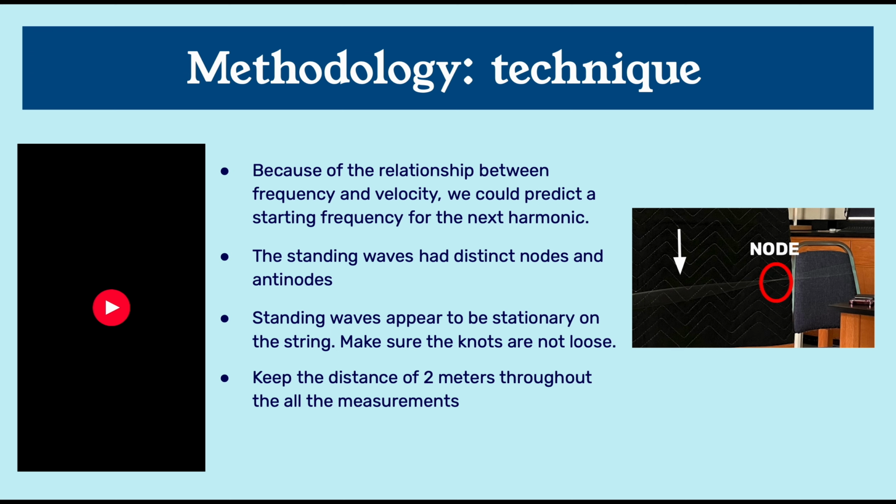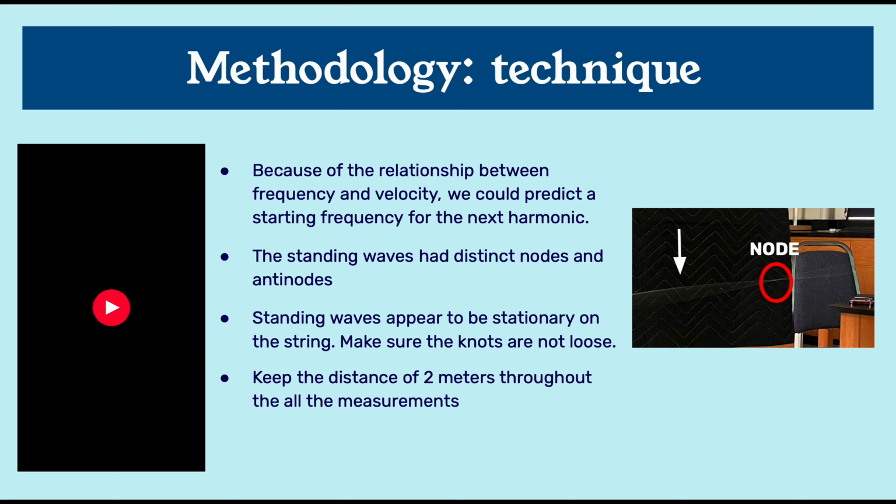Moreover, we tested that we were looking at standing waves by checking the nodes and antinodes. The nodes, as circled in the picture, represent a stationary point of no motion. On the other hand, the antinodes represent the maximum amplitude of the wave, as pointed to by the arrow. We were also following the principle that standing waves should appear stationary on the string.